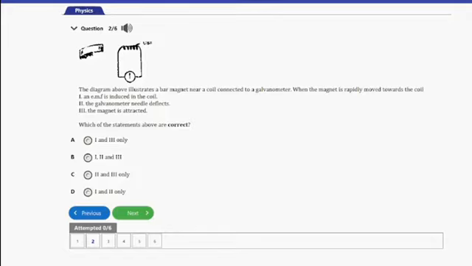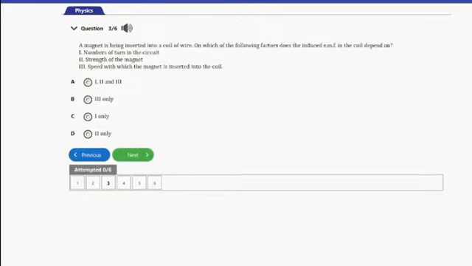So guys, the answer to this question is I and II only. An EMF is induced in the coil and then the galvanometer needle deflects. So that's it for this question, guys. Let's go ahead and consider the next question. So that's question number 3 here.